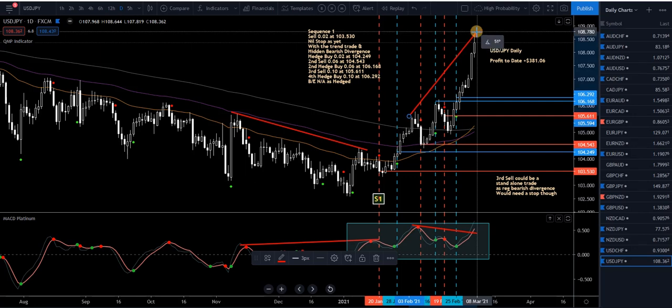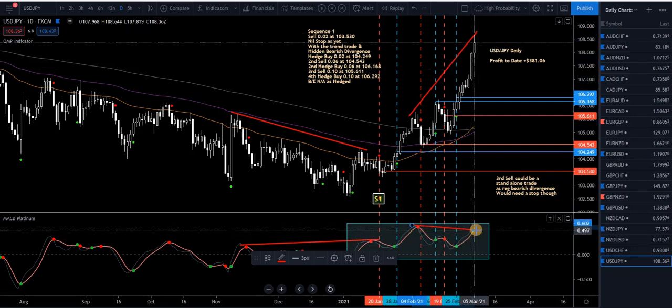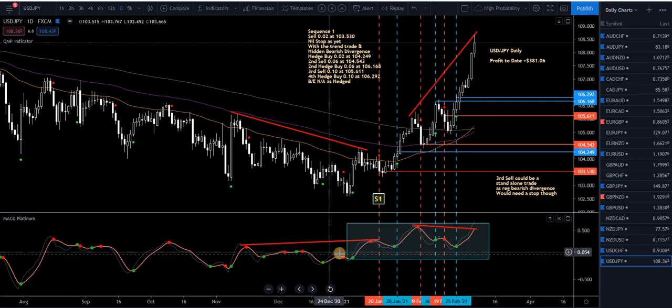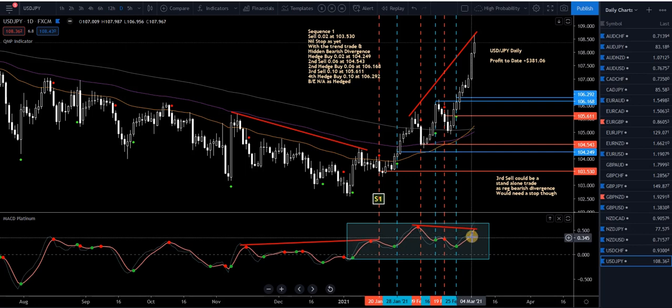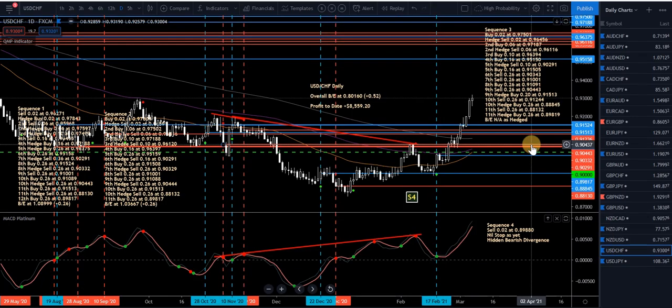Yeah, so I'm committed to the hedge. I'll still take the sell signal if this divergence is no longer valid. As I said, we've been above the zero level on the MACD Platinum for a long time. So yeah, definitely no. All right, I just had a quick check of the USD Swiss Franc.